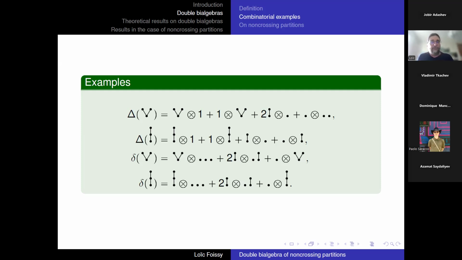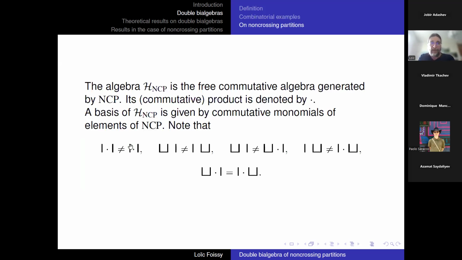These are maybe the most famous examples, and now I'm going to give a double bialgebra on non-crossing partitions. So in fact, it's a little bit more complicated because it's not on non-crossing partitions, but on monomials of non-crossing partitions. So my algebra here is the free commutative algebra generated by the set of non-crossing partitions. So this means that you have to consider each non-crossing partition as an indeterminate. You can consider all monomials in these indeterminates.